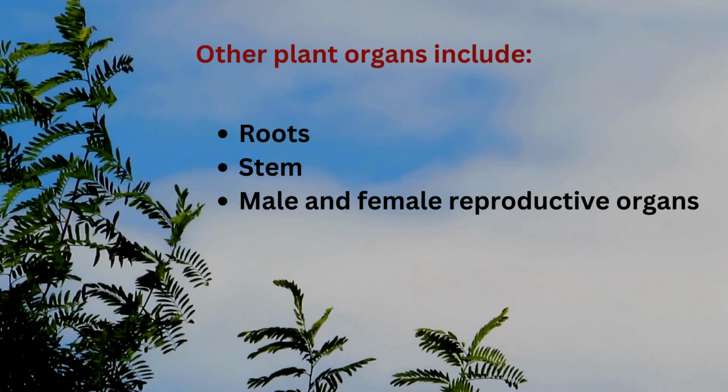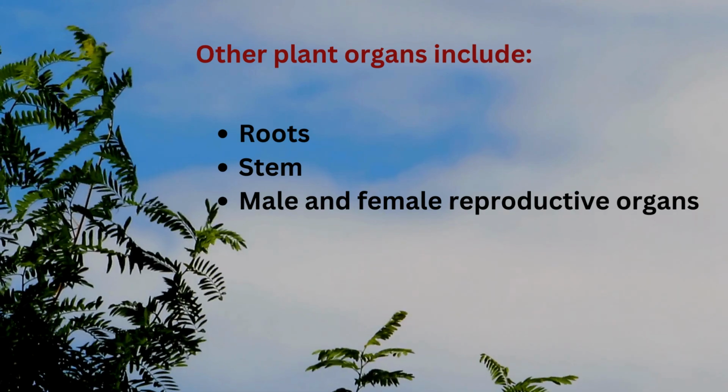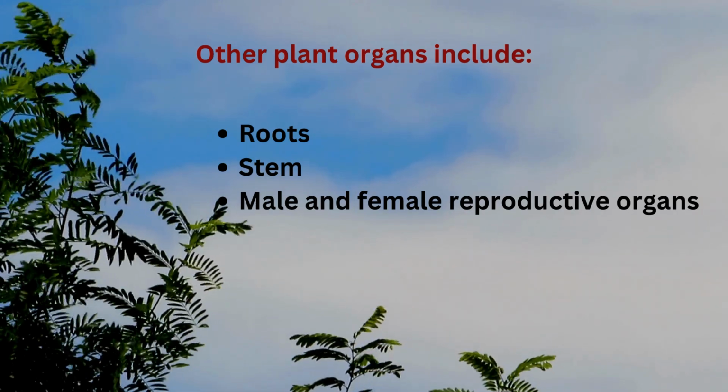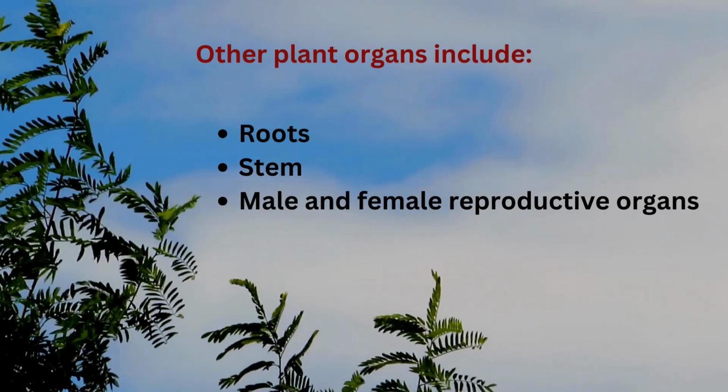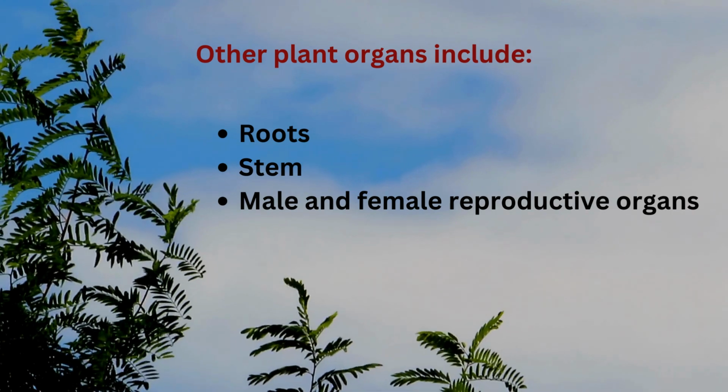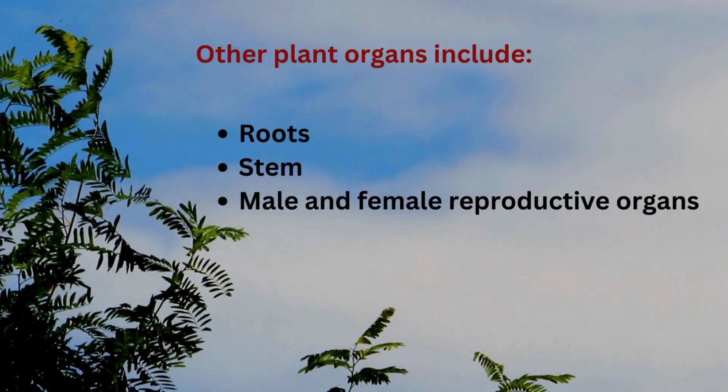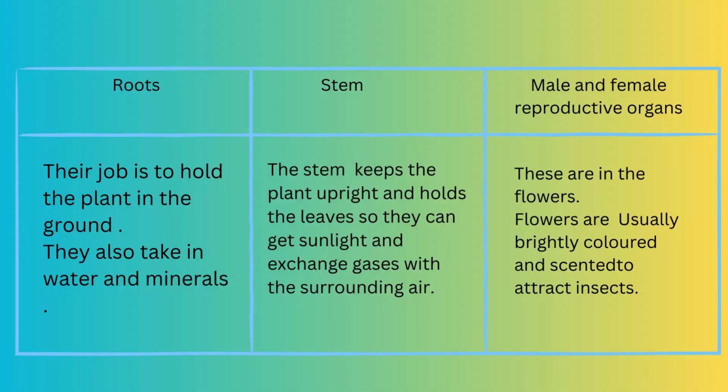Other plant organs include roots, stem, and male and female reproductive organs. As we already know about the functions of roots and stems, let's review them again. Roots hold the plant in the ground, and they also take in water and minerals. And what is the function of the stem? The stem keeps the plant upright and holds the leaves so they can get sunlight and exchange gases with the surrounding air.